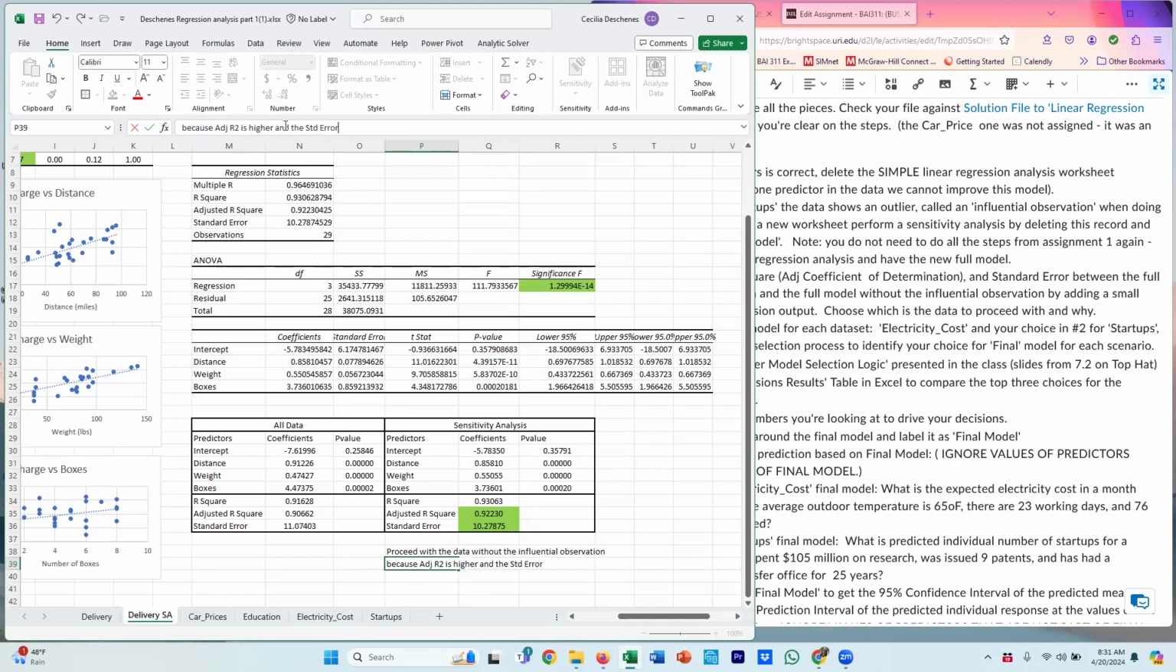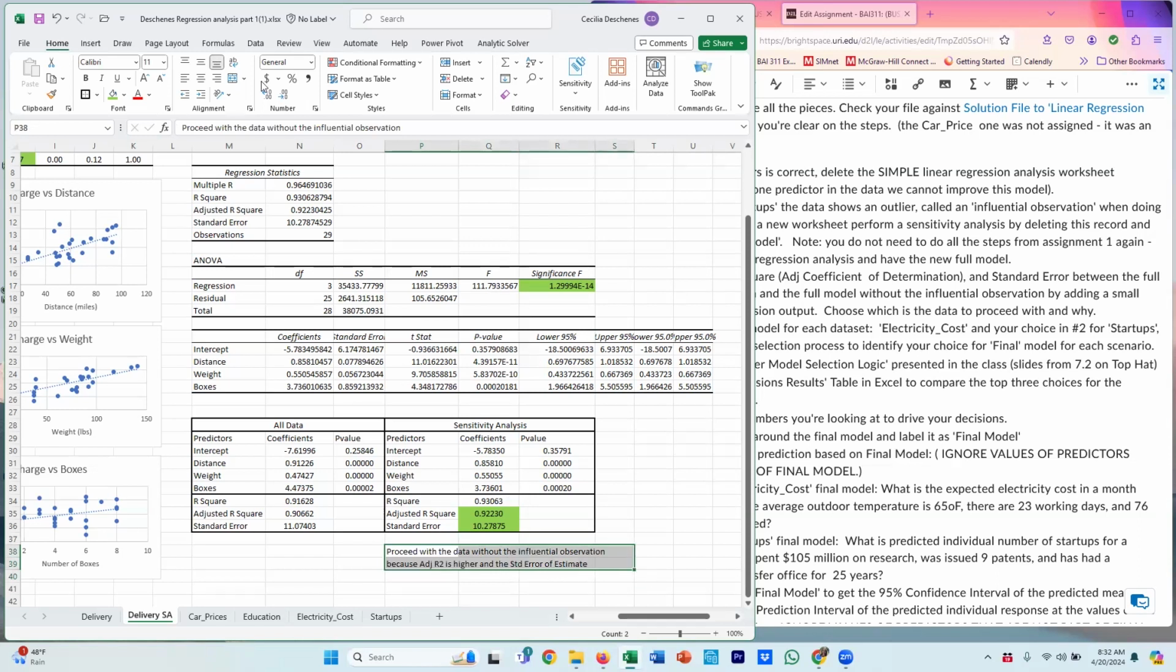Standard error. And Excel just calls it standard error. Don't forget, this is the standard error of the estimate, that is the official name of this, because we've been talking about so many different standard errors this semester. Everything has its own standard error. So let's just be clear, this is the standard error of the estimate. Okay, there we go. All right, so that's my little answer.